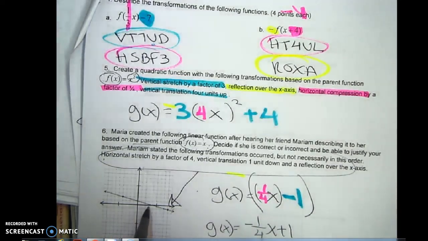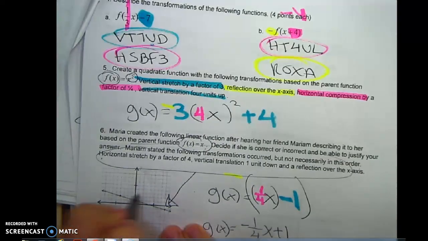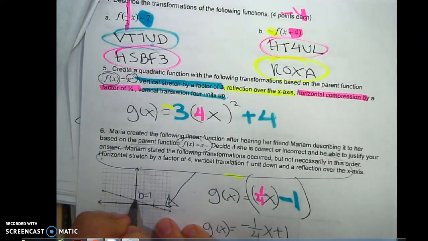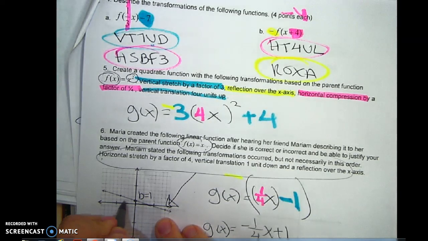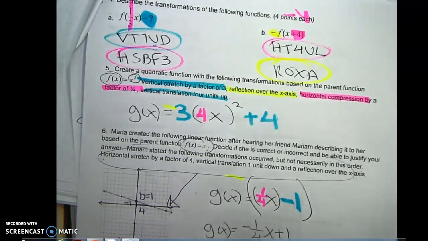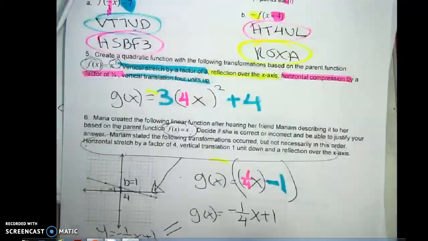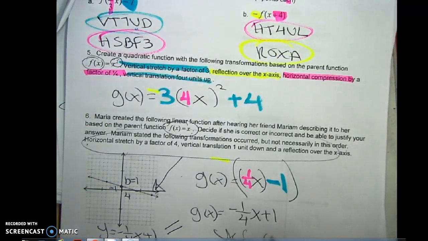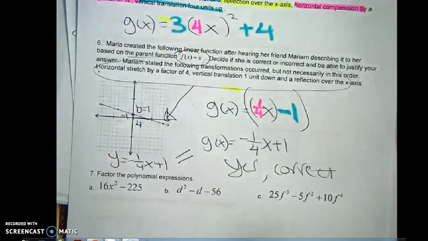Now I need to see what this is. Okay, the start is at 1, and it went down 1 and right 4. Down 1, right 4. So y equals negative 1/4 x plus 1. They are equal, so yes, she's correct. Okay? Oops, I'm sorry you didn't see that.